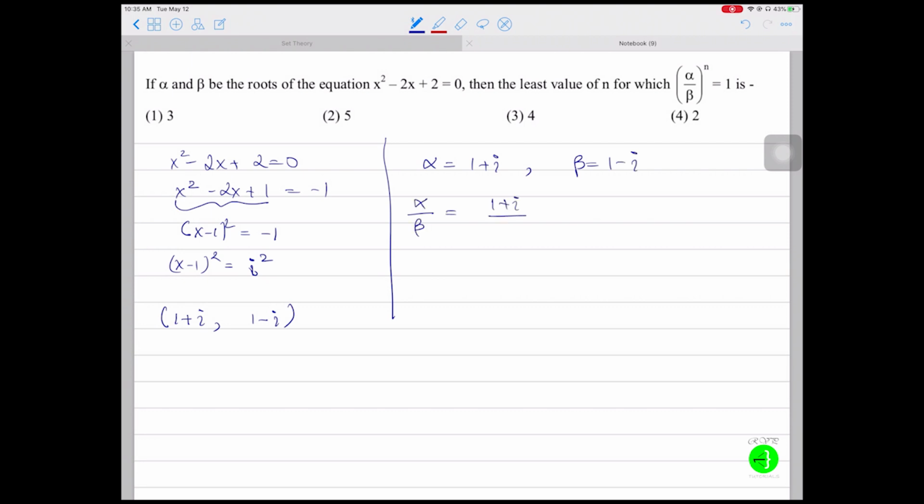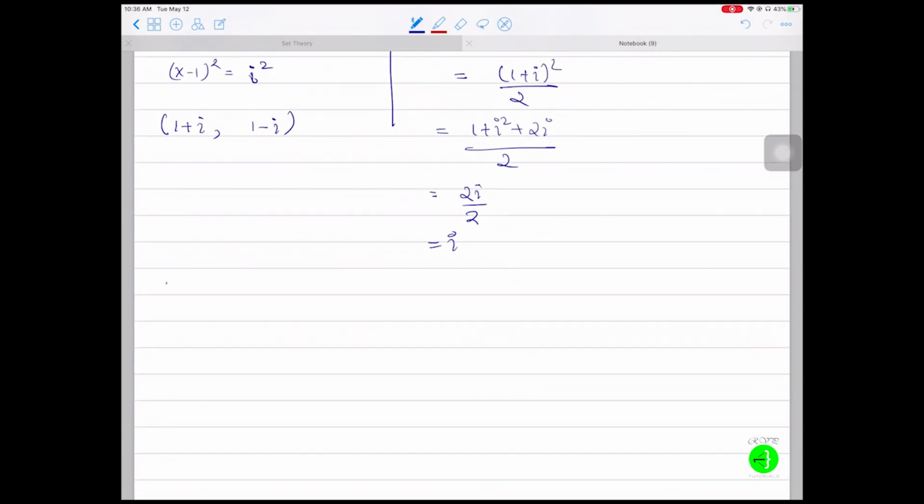Then the value alpha by beta would be 1 plus iota over 1 minus iota. Whenever we have complex numbers in the denominator, we rationalize. So multiplying and dividing by 1 plus iota, we are left with (1 plus iota) squared over 2, which is (1 plus iota squared plus 2 iota) over 2. And 1 plus iota squared is 0. So we have 2 iota over 2, which is iota. So the ratio alpha over beta is iota.